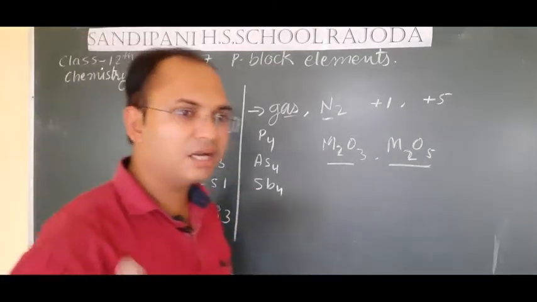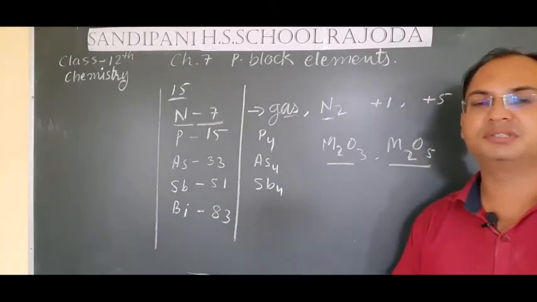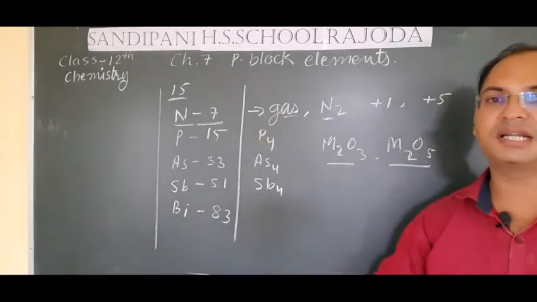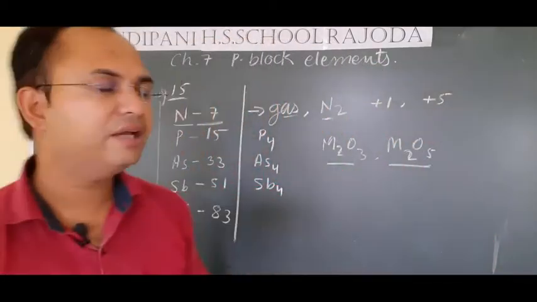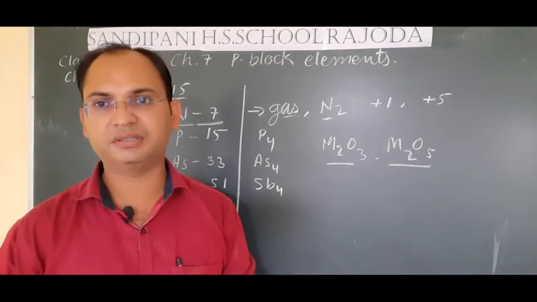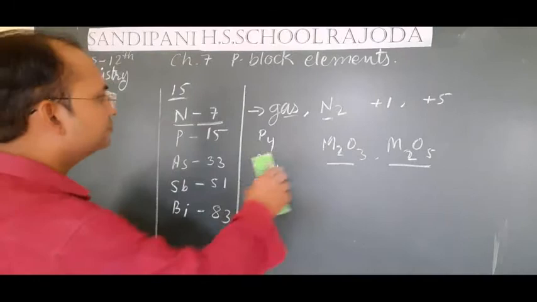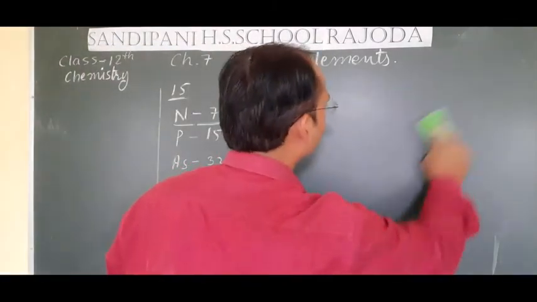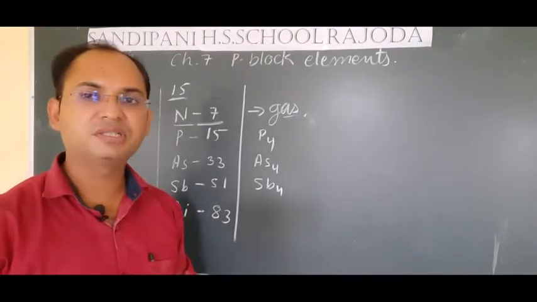Now students, these are the main different behavior or anomalous properties of nitrogen from that of the rest of the members of the family. But students, now we have to see what is the reason behind showing this anomalous behavior. Why does nitrogen show this anomalous behavior? Let's see the reason.